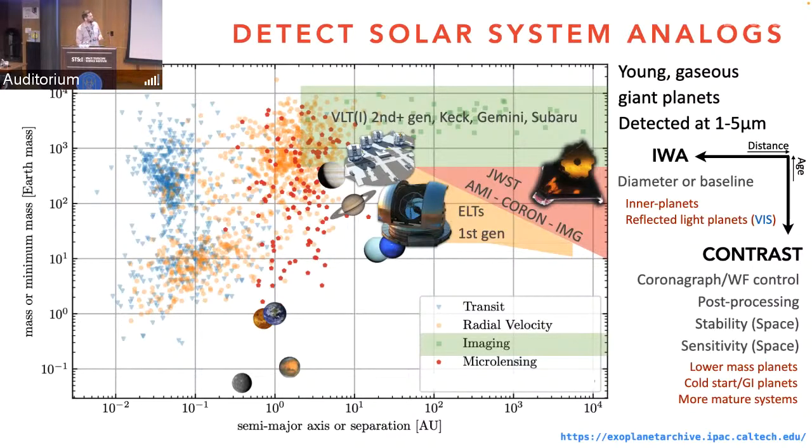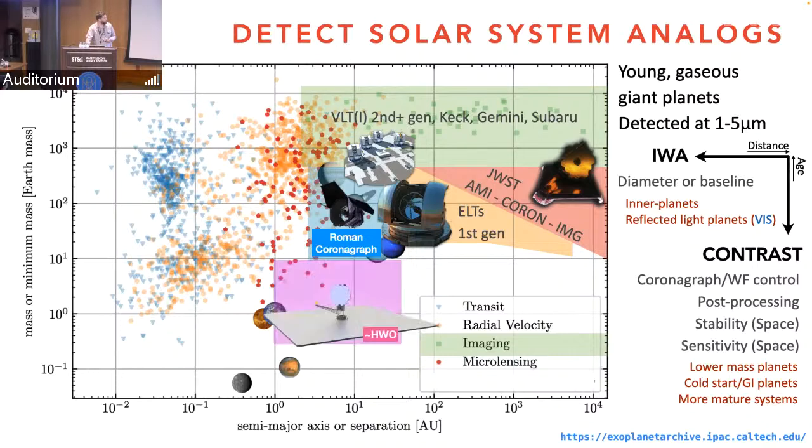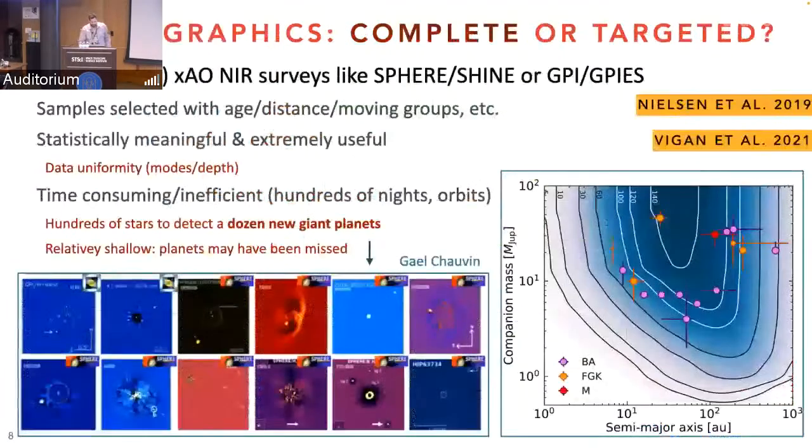With ground-based 30 to 40 meter telescopes in construction, we are going to tackle this parameter space, and then the Roman coronagraph will be here, basically trying to find also Jupiter mass or maybe down to Neptune mass planets in reflected light in the visible. And then, of course, the HWO or more speculative observatories that I hope to see in my career.